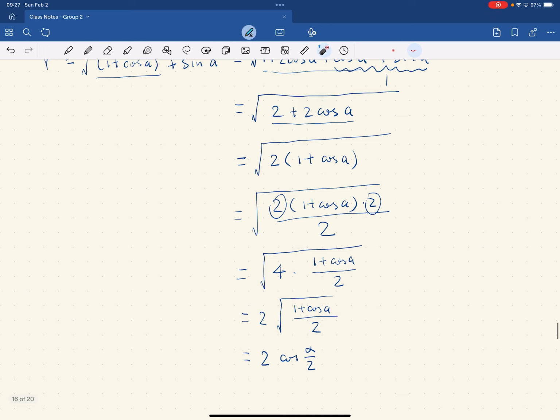And then R is the modulus. The modulus has to be positive. Modulus always has to be positive. So we're going to put an absolute value sign here, so just make it always positive, right?